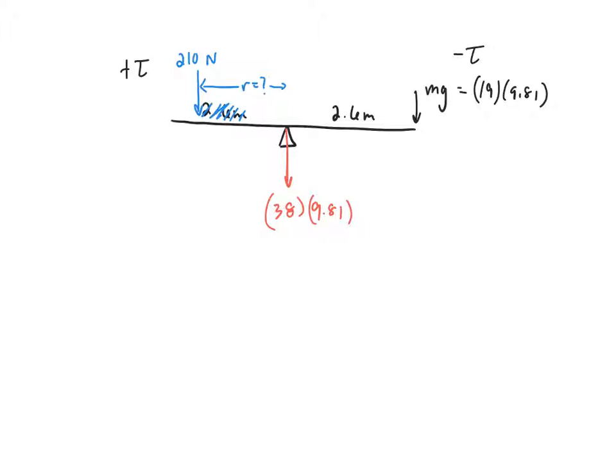Why is this one negative? Because that's going to cause it to rotate, ready? Push down on the right side. That causes a clockwise rotation, and that is what we consider negative torque. Okay, if you forget, Aiden, how do we remember?